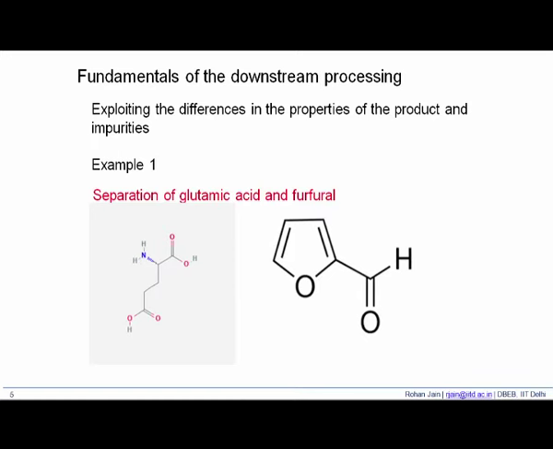Is it easy to assume that glutamic acid looks more hydrophilic while furfural looks more hydrophobic? Right? Because of the ring structure in furfural, while because of the amine group in glutamic acid, so the NH2 group, the OH group, the COOH group, it looks like a more hydrophilic molecule. So, one way of separation would be exploiting the hydrophobic interaction. Okay. So, let me just explain this.